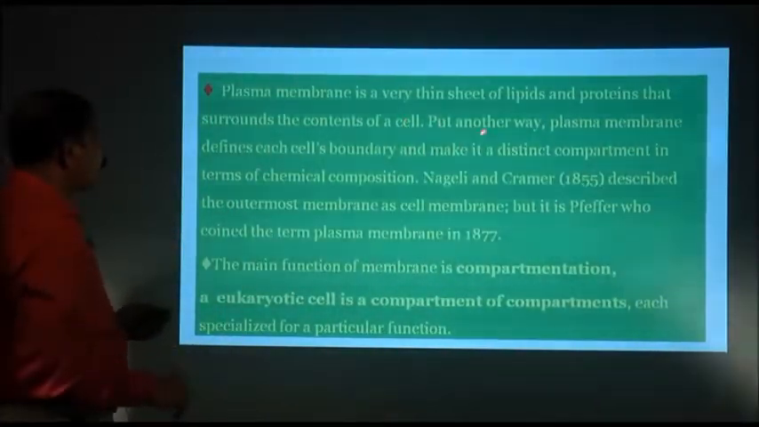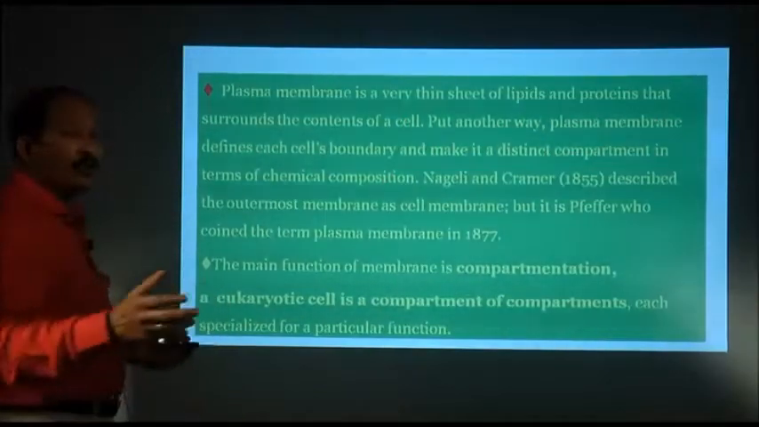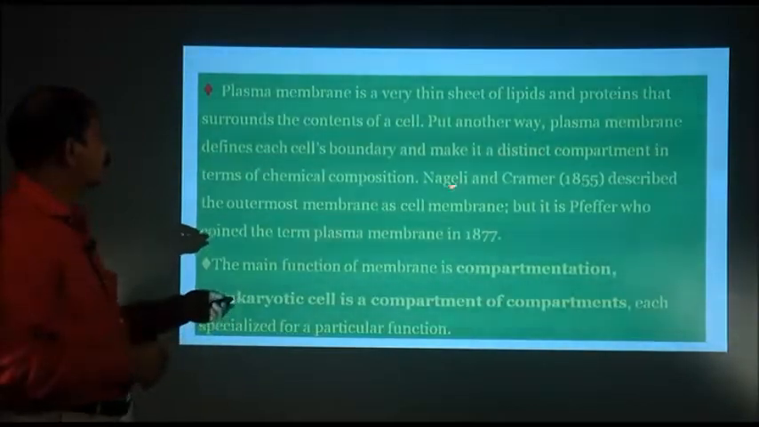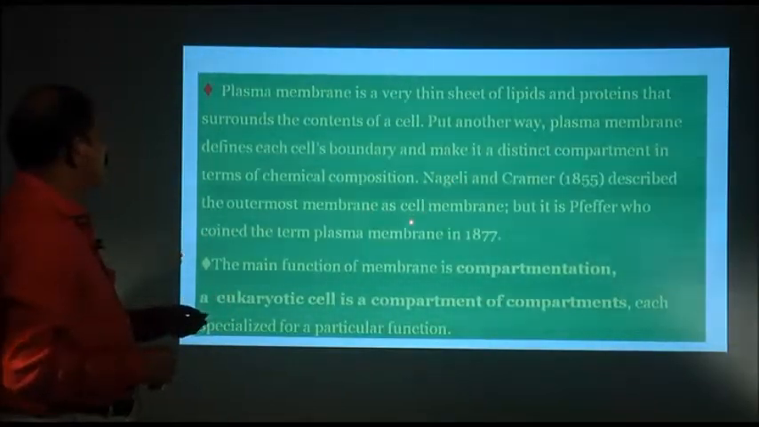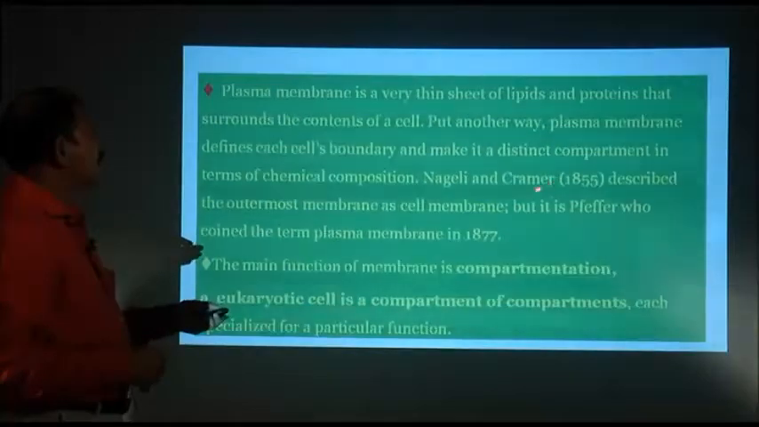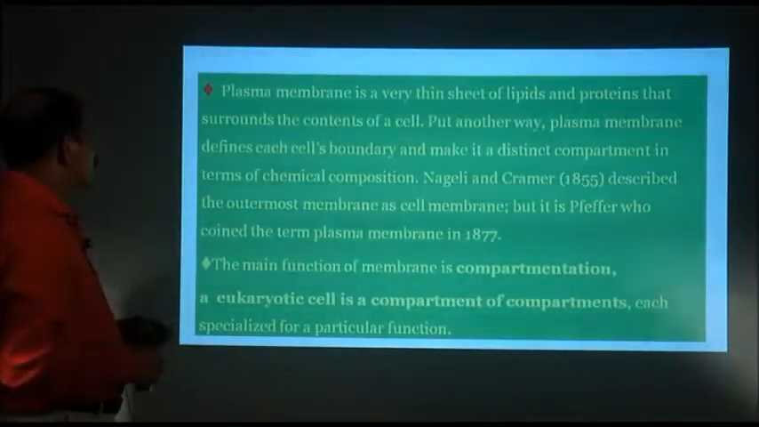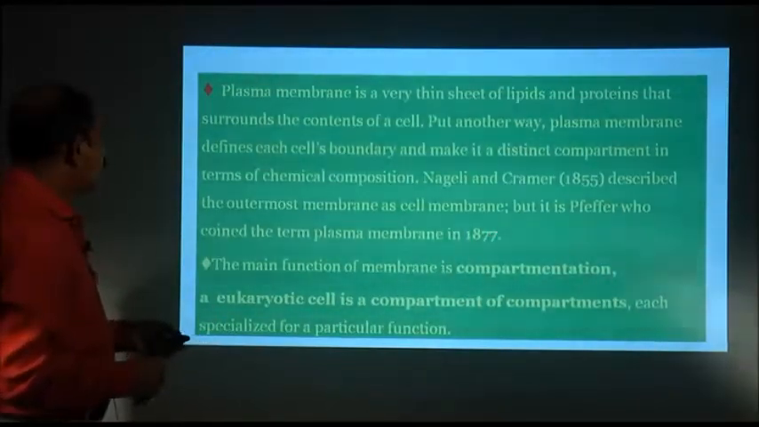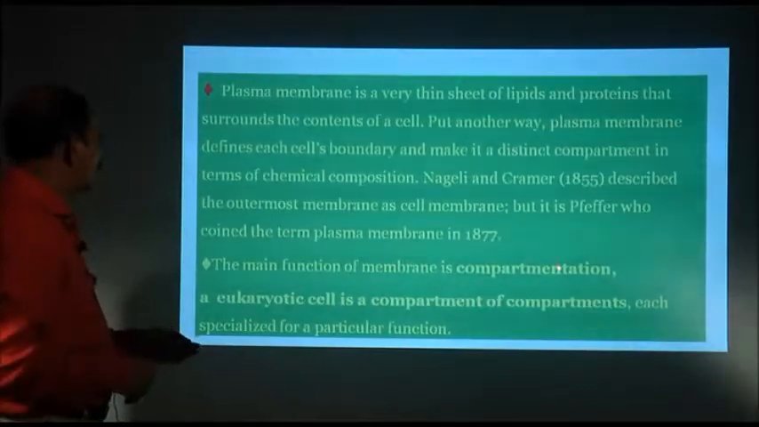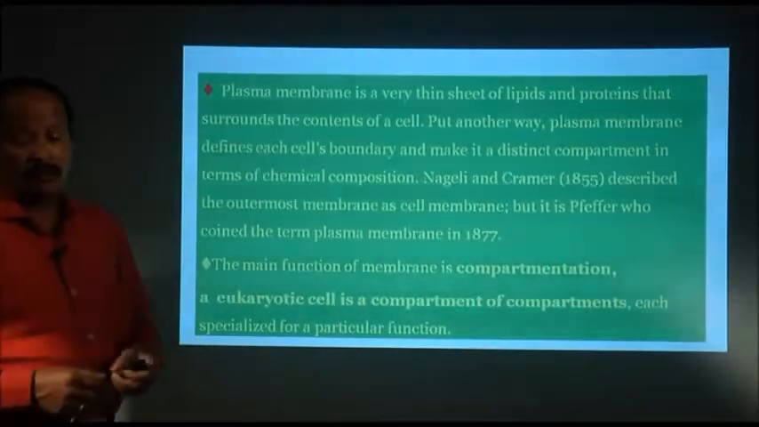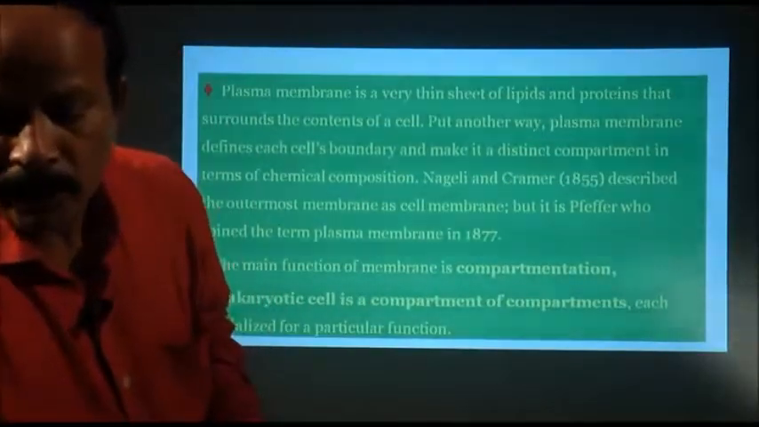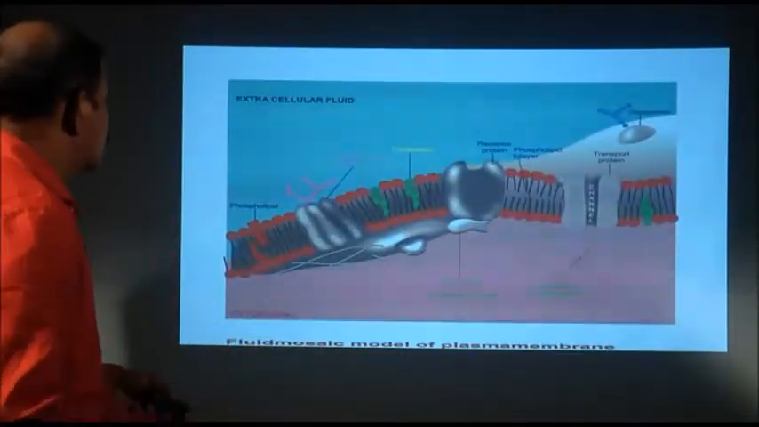Now, plasma membrane, the history goes back more than 150 years. They coined the term cell membrane, Nageli and Kramer, but the term plasma membrane was coined in 1877 by Pfeffer. So, the main function of the plasma membrane is compartmentation. It makes the cell a compartment. Without that, it is not possible.